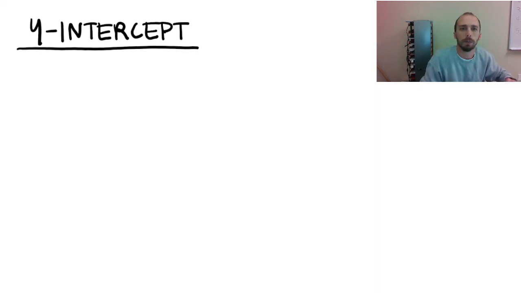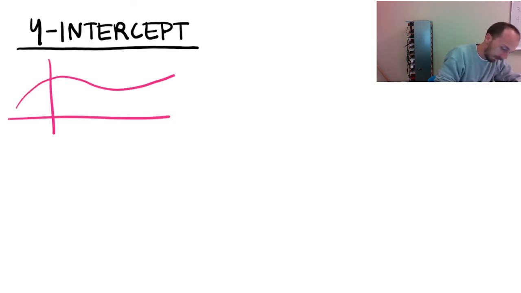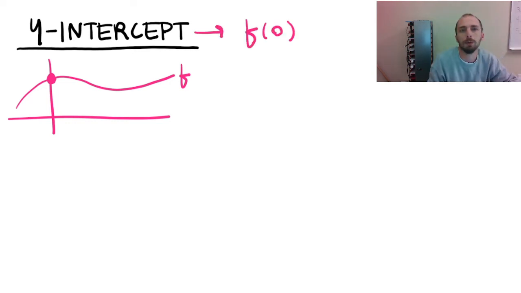All right, now let's talk about y-intercept. We've talked about this a few times in this class. A y-intercept of a function, maybe we've got some interesting looking function, y equals f of x. The y-intercept is the point that corresponds to x equals 0. So the y-intercept is just given by f of 0 if we're graphing y equals f of x.